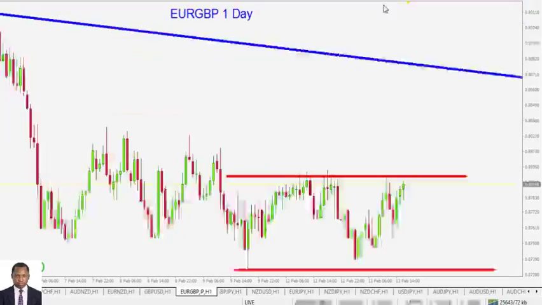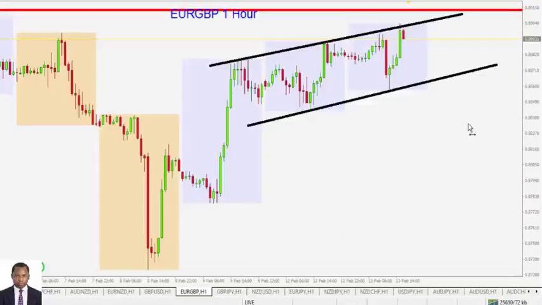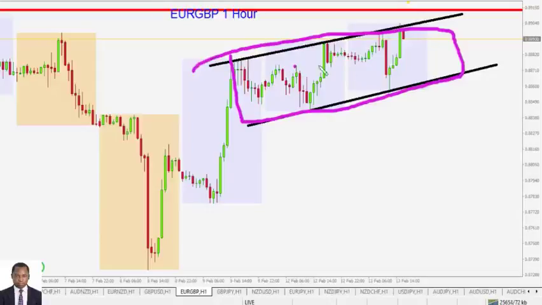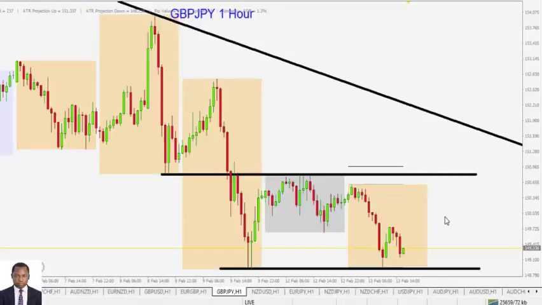Euro against the sterling pounds, trading around a key level of resistance. This is a possible hint that price might be turning back down, so be careful. Again, nothing for us to trade here. Sterling pounds against the Japanese yen.